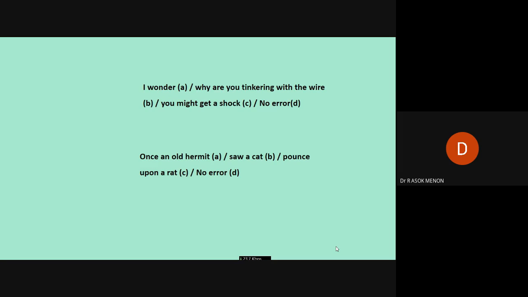Next, once an old hermit saw a cat pounce upon a rat. Once an old hermit. Is there anything wrong with this part? No. Saw a cat. Is there anything wrong with that part? Saw a cat? No. Pounce upon a rat? Pounce upon? Kishore says C is wrong grammatically. And what could be wrong with pounce upon? Pounce upon a rat is wrong. And can you get it corrected if it is wrong at all?